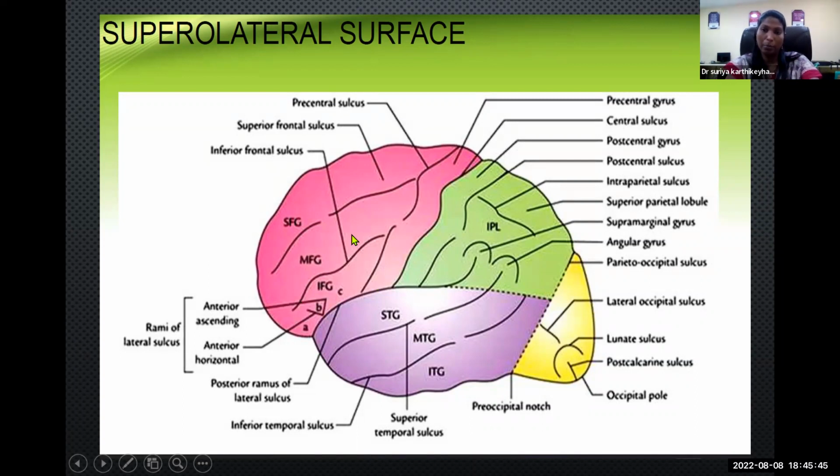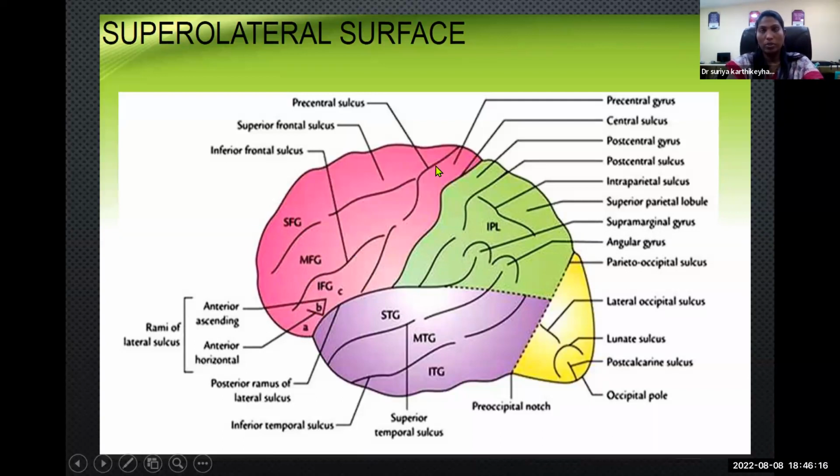I'll repeat again. Important sulci: central sulcus, precentral sulcus, superior frontal sulcus, and inferior frontal sulcus. Gyri: precentral gyrus, and then we have superior frontal gyrus, middle frontal gyrus, and inferior frontal gyrus. Near the inferior frontal gyrus only, we have the Broca's area also. That is the Broca's area for speech, for language. Okay, we have the Broca's area. Moving on to the parietal lobe.